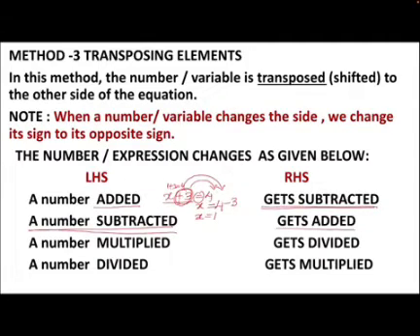Let's see. So let us say 2 plus m equals 9. Now, what we need to find is the value of m. So we don't want 2 here. So it's going to shift from LHS to RHS. So, m equals 9 minus 2. Okay, but we are talking about subtraction, is it not?